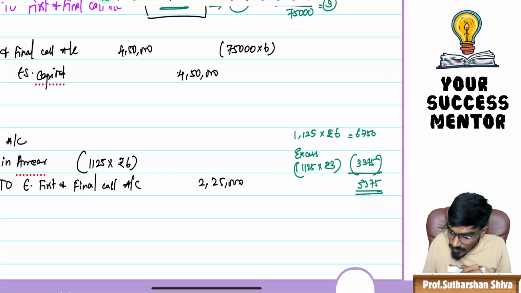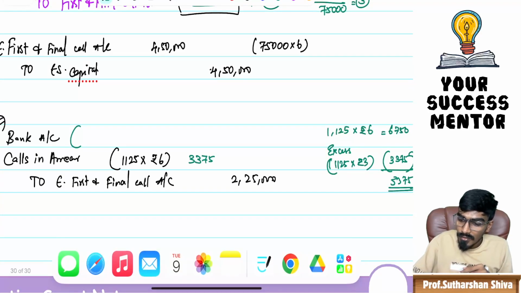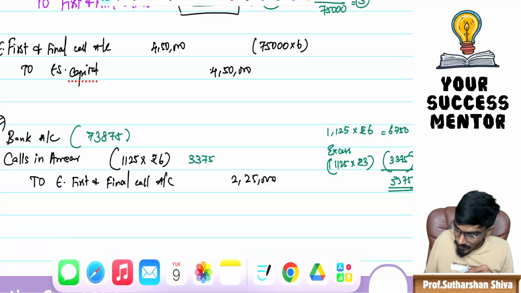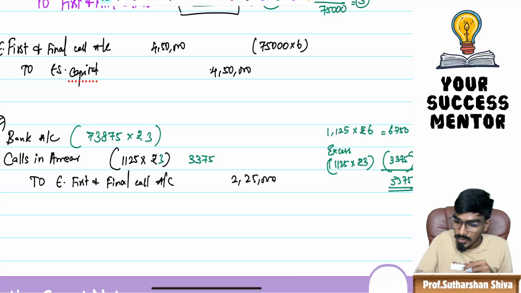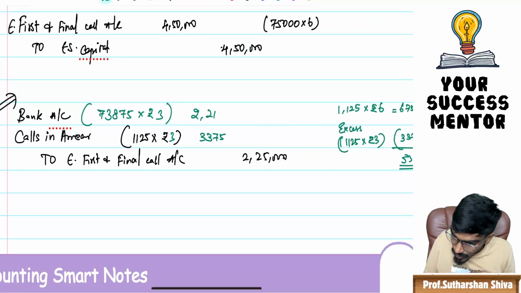Okay, on 3375. So 3375 will be there. Here also it is not out of 75,000. If I eliminate 1125, I'll get 73875. On 73875, you need to multiply it only by 3, not by 6. Are you able to understand? Yes, sir. This will be the most important thing which you need to never forget.